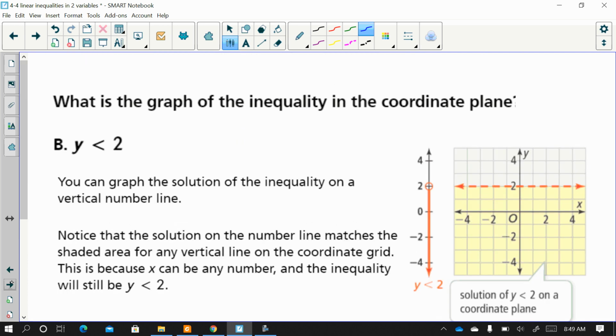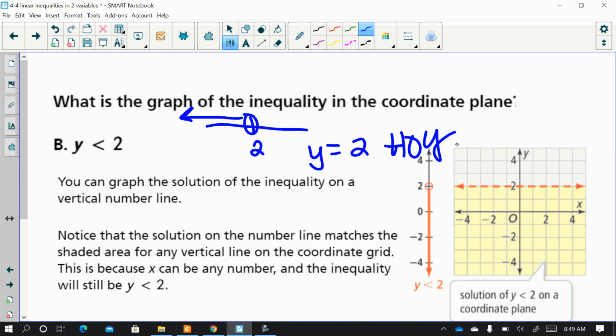Same thing happens here. Y is less than 2. Well, I know if I graph that on a number line, here's 2. That's an open circle, and it goes to the left. If I had y equals 2, I know that that's a Hoy line, so that's horizontal. So I'm going to go up to where y is 2 and do a horizontal line. But first, I need to decide, is it solid or dashed? Well, it's not equal to, so it's going to be a dashed line.